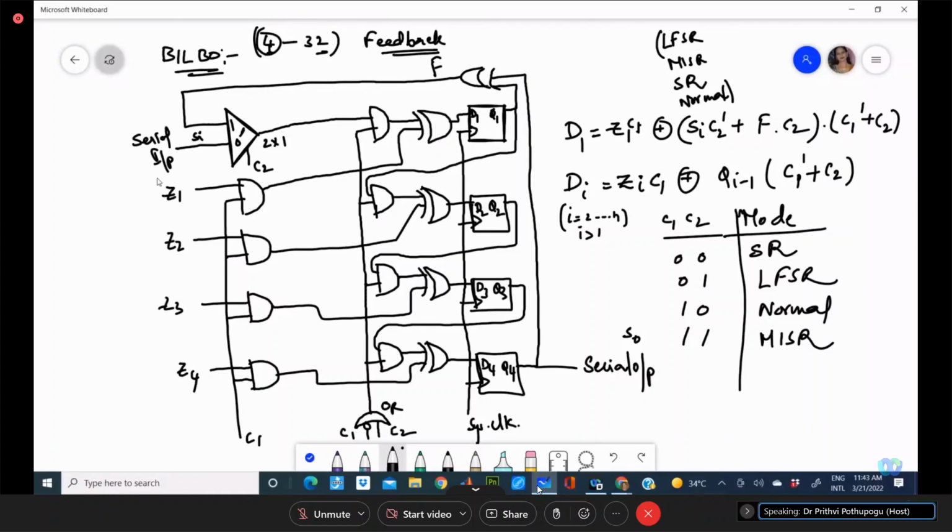Z will be connected. These are the system response. And C2 is 1, means that feedback is there. Until this is clear.